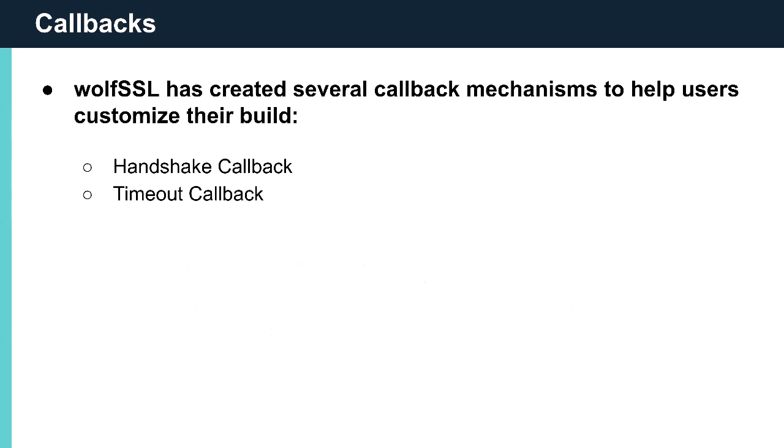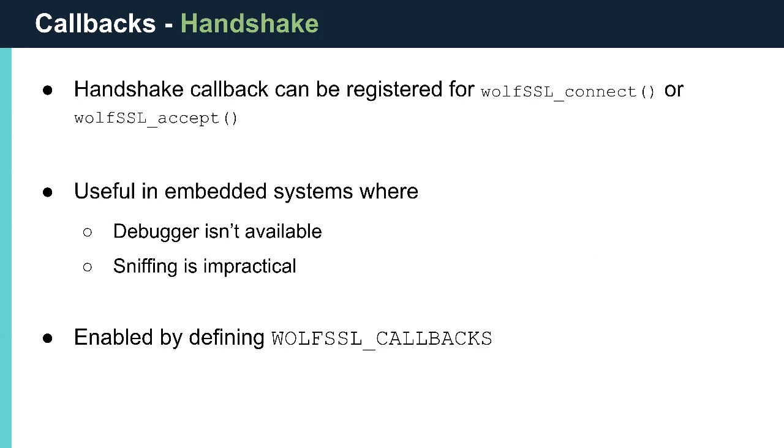All right, so some notes on some callbacks we have other than the ones we mentioned before. We have a handshake callback and a timeout callback. The handshake callback can be registered for wolfSSL_connect and accept. It's useful for systems where you don't have a debugger available and you can't sniff the connection if you want to see what's happening in the handshake.